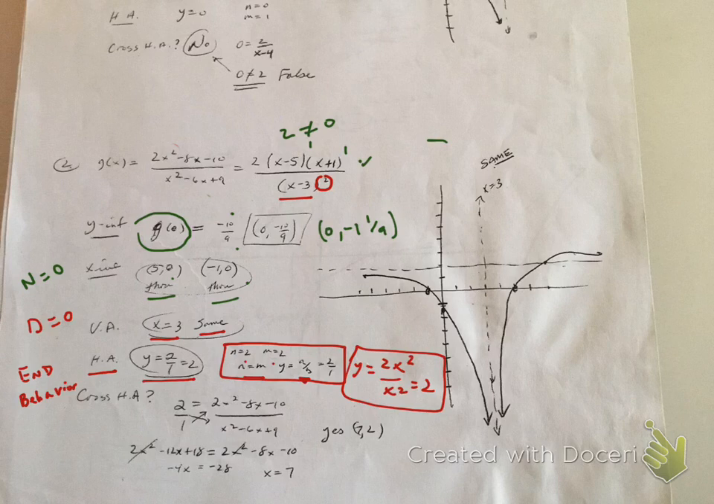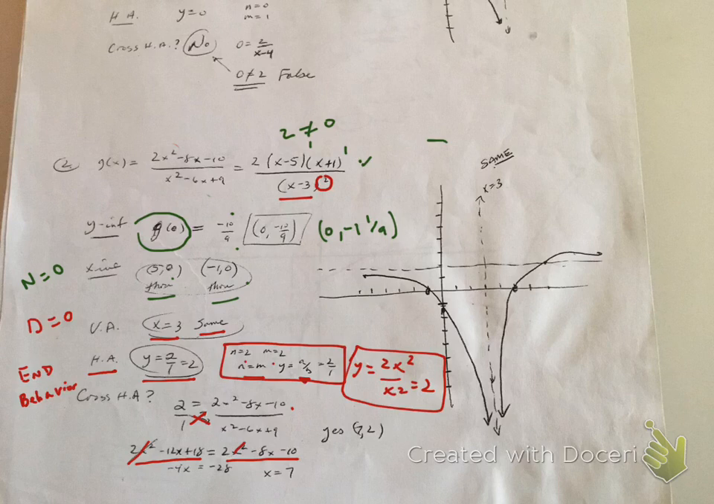Now, whether it crosses the horizontal asymptote, I have to check that. It never crosses a vertical asymptote, but it can cross a horizontal asymptote. So I'm cross-multiplying here and here. And if I distribute the 2 times this x squared minus 6x plus 9, I get this result. And 1 times that numerator is going to give me this result. And if I subtract 2x squared from both sides, this is gone and this is gone. So now it's just a matter of solving this.